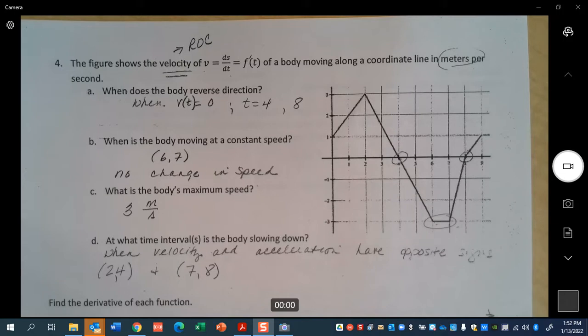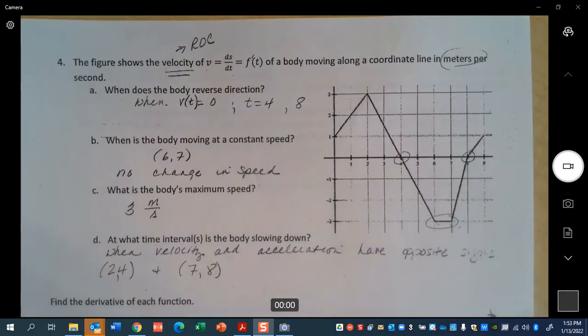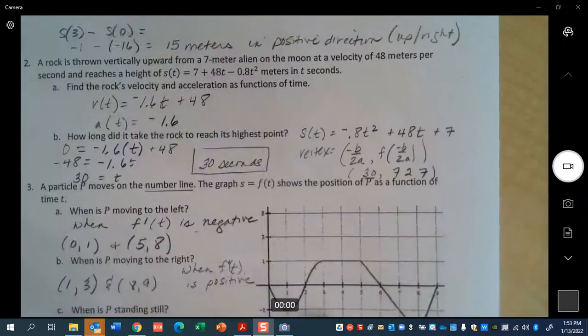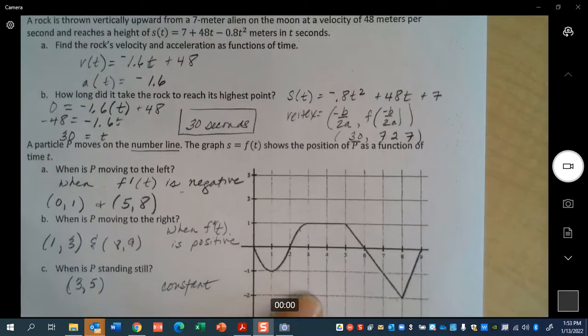Flip it over. So Nadia asked a great question. She's like, I'm not sure this matches what was on the notes. So I took a good look at it and I'm like, oh, be careful of what it is you're looking at. This is a graph of the velocity. This is a graph of position. Are they the same thing?